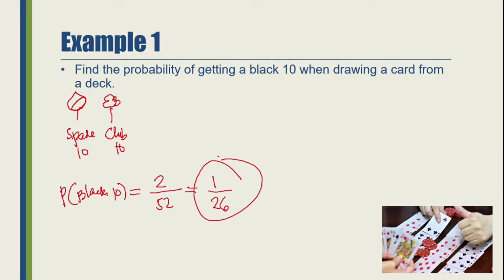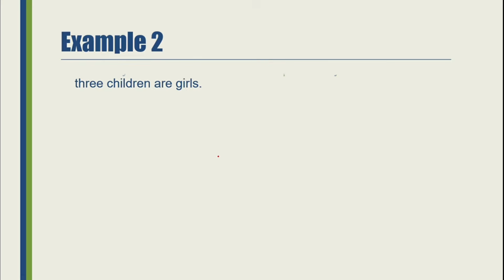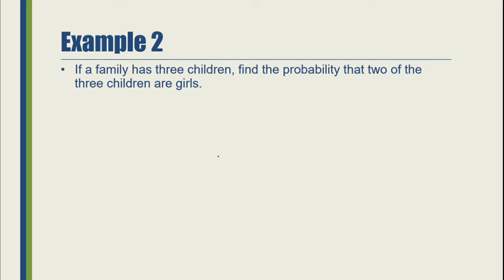Okay. Example number 2. If a family has 3 children, find the probability that 2 of the 3 children are girls. So let us have the sample space first. We have here, first, boy, boy, and boy. We could have boy, boy, and girl, since there are 3 children, and we need to get 2 of the 3 children who are girls.